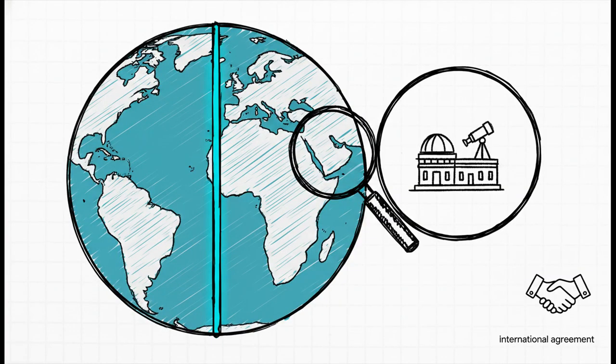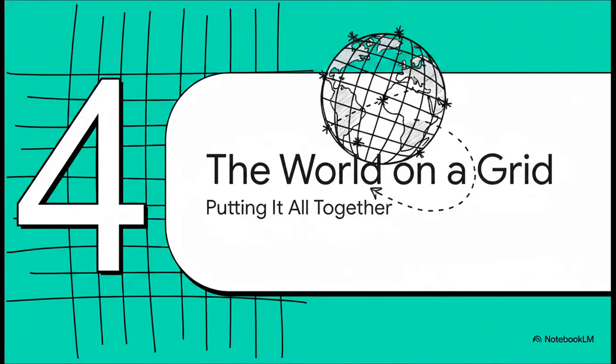So basically, all the countries had to get together and just pick one. By international agreement, they decided that the starting line, the 0-degree longitude, would be the meridian that passes right through the British Royal Observatory in Greenwich, England. And that line became known as the prime meridian. All right, we have our 2 different sets of lines. We have our latitudes and our longitudes. Now it's time for the fun part, putting them together to build our complete global grid.